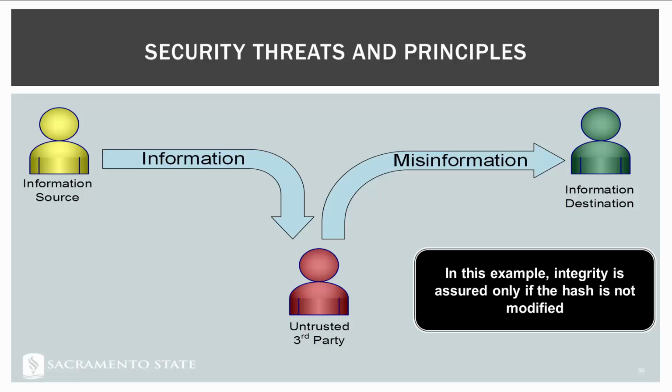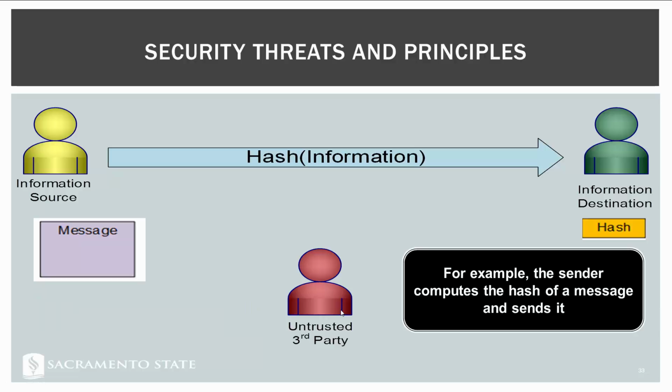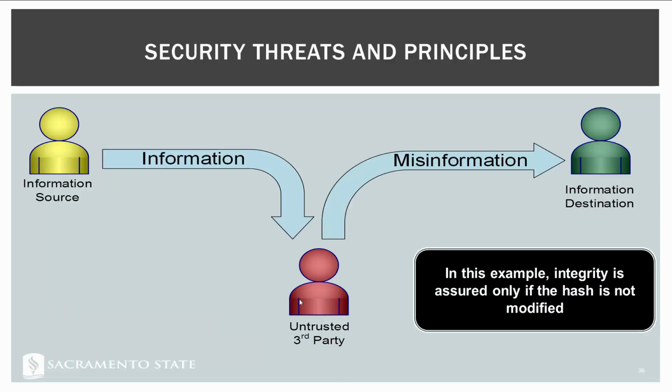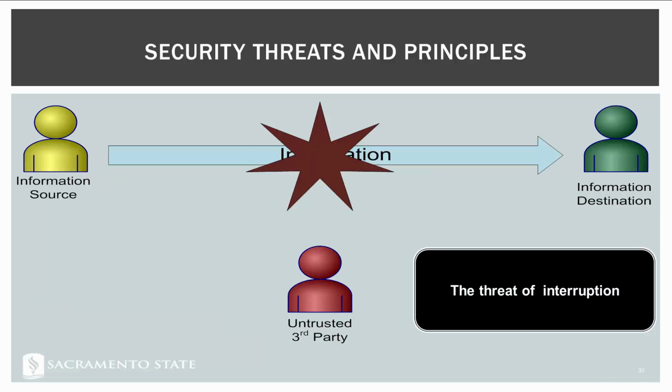Now, in this case, integrity is only assured if the hash hasn't been modified. So what happens if we were to send the message first? Well, the untrusted third party could then take that message, and then when the hash is sent, they could then modify the message and the hash, and that's a problem. And so we usually end up combining these things. All right? Now, we'll come back to that in a second.